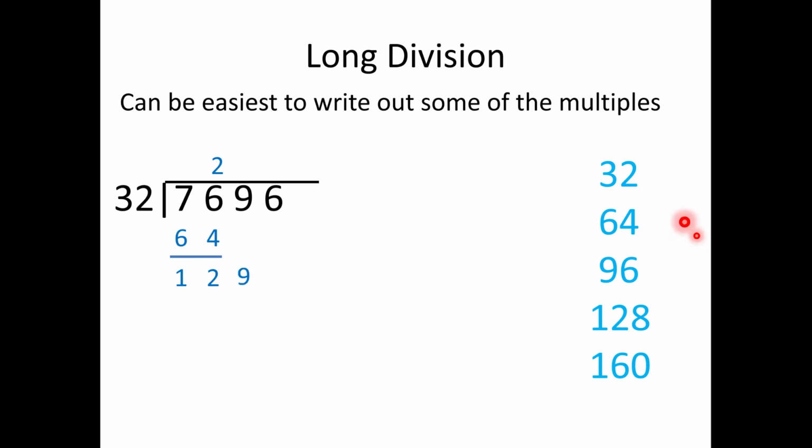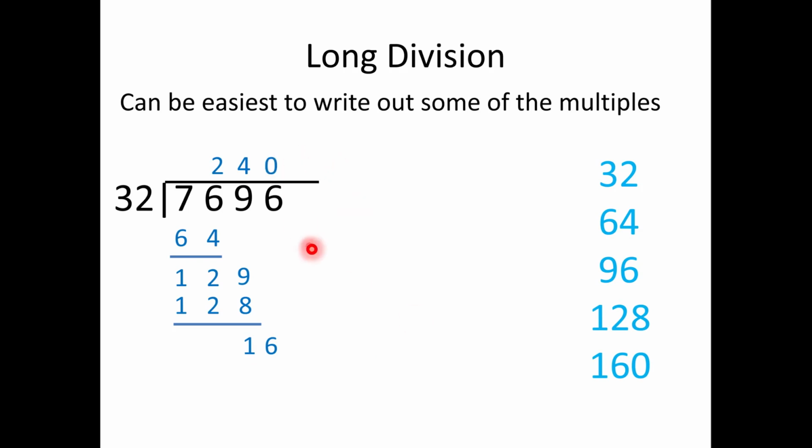32 goes into 129. Well, 1, 2, 3, 4. That's my biggest number that is smaller than 129. So I write down the 4. 4 times 32 is 128. I just take it away, and that gives me 1. I then bring down the next number, which is a 6. 32 into 16, it doesn't go at all. So again, I need to put a 0.